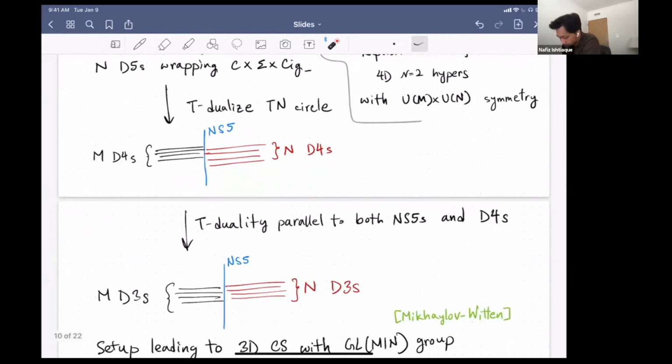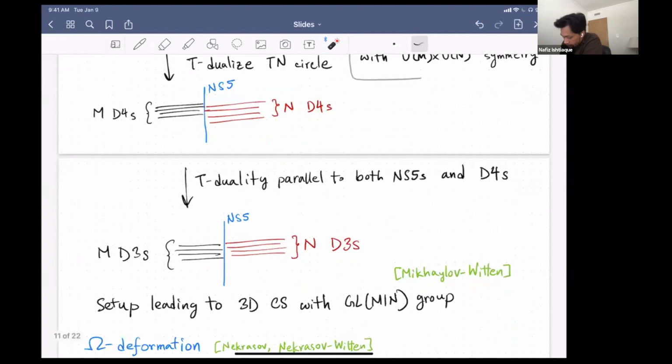Actually, a further comment is that I can make a further T-duality, which is parallel to the NS5 branes, but parallel to both NS5 and D4s. So NS5 remains NS5, but the D4s become D3s. So I have an NS5 and two different stacks of D3 branes ending on the NS5 brane.